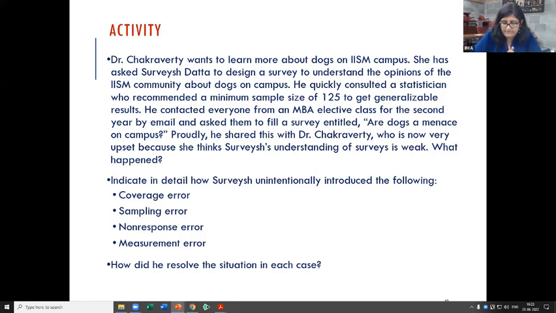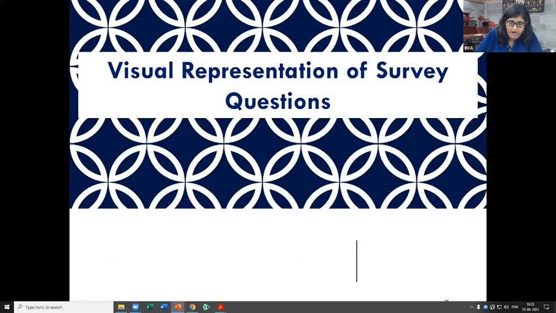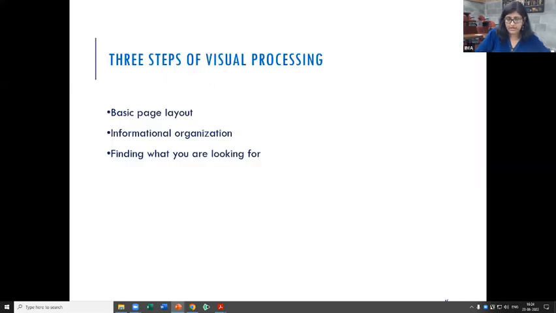Okay. Now, very quickly, we'll move on to the visual representation of survey questions. This is all to minimize measurement error. How can you do a better job of visually representing your survey questions? When you get a piece of paper or a survey or a document, you don't start reading right away. The first instinct is to scroll down and see how long that document is, right? And this is the way our brain functions.